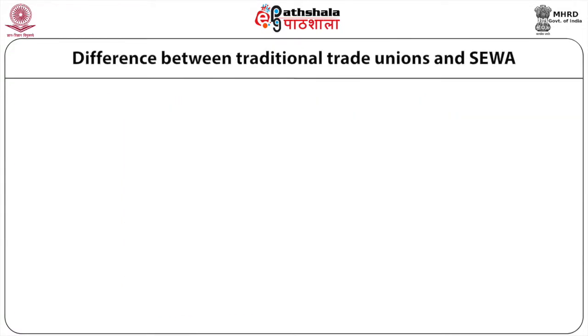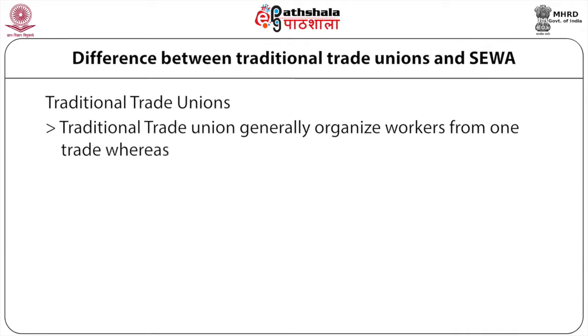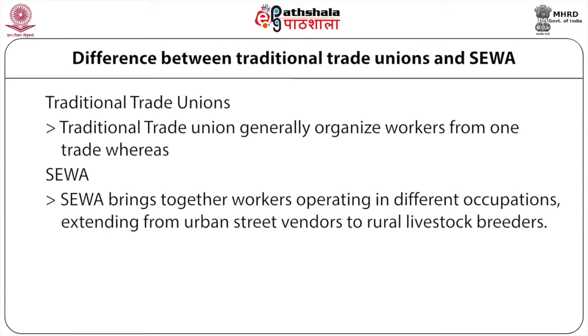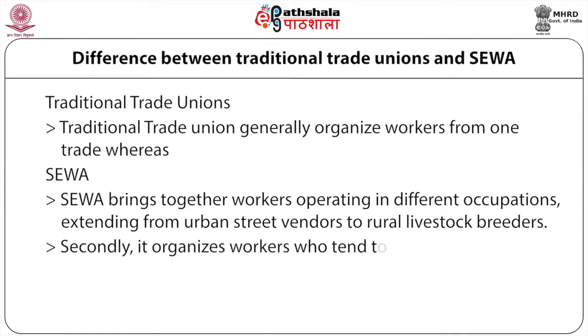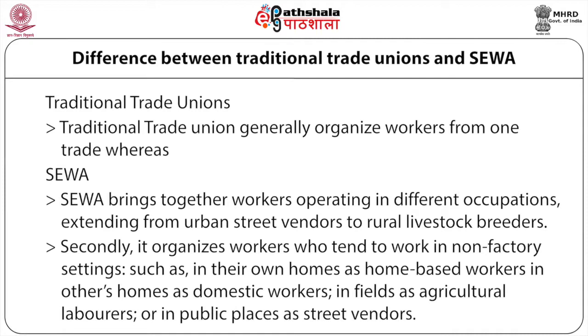Accordingly, SEWA membership differs from the traditional union in a number of ways. First, a traditional union generally organizes workers from one trade, whereas SEWA brings together workers operating in different occupations, extending from urban street vendor to rural livestock breeder. Secondly, it organizes workers who tend to work in non-factory settings, such as in their own home as home-based worker, in other homes like domestic worker, in field as agricultural labor, or in public streets like street vendor.